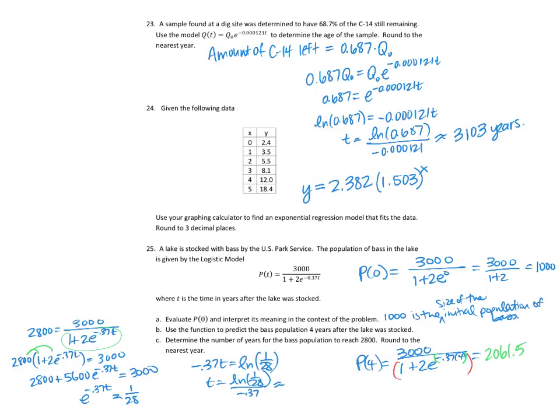Round to the nearest year. Natural log of 1/28 divided by negative 0.37. I got 9 years.